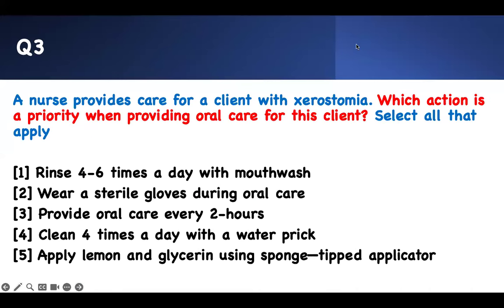Number three, same strategy as we go. Underline the buzzword and see what you need to do. Select or apply. I know there's a bunch of answers. I don't need to pick all of them. I'll pick those that I'm confident. If there's only two, I pick them, right? Nurse provides care for a client with what? Xerostomia, right? This is dry mouth. That's all. Don't freak out. It's just dry mouth. Replace it with dry mouth.